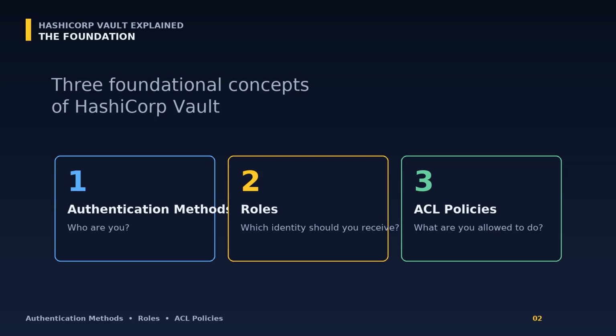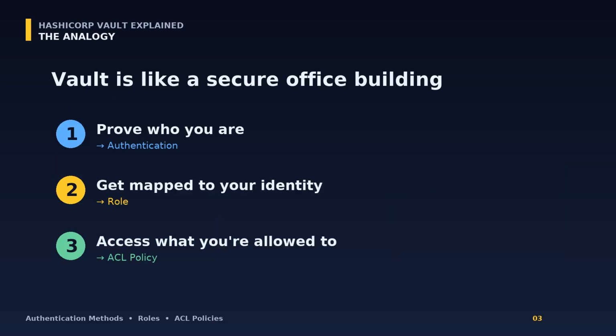This is exactly why HashiCorp Vault has three foundational security concepts: authentication methods, roles, and ACL policies. If you have ever been confused about how these fit together, this video will make it crystal clear. Let's dive in. Think of Vault like a highly secure office building.